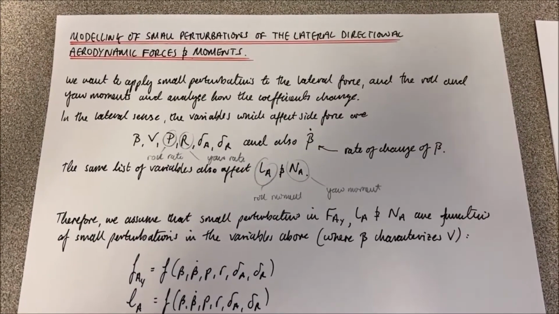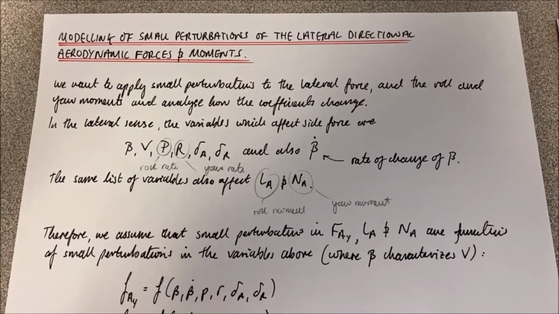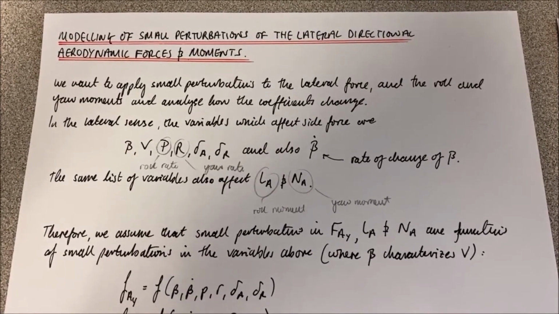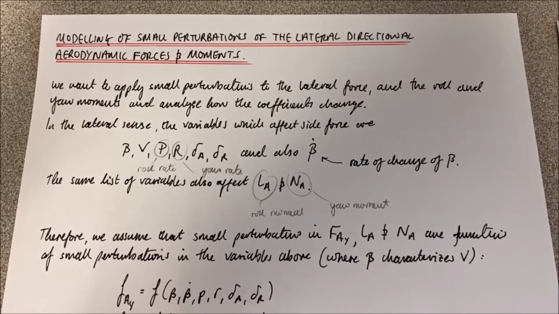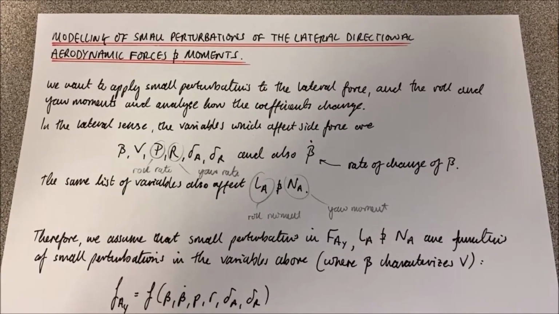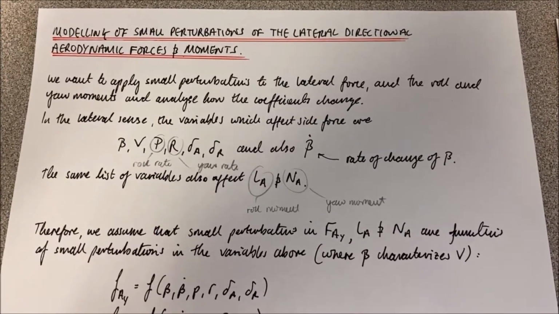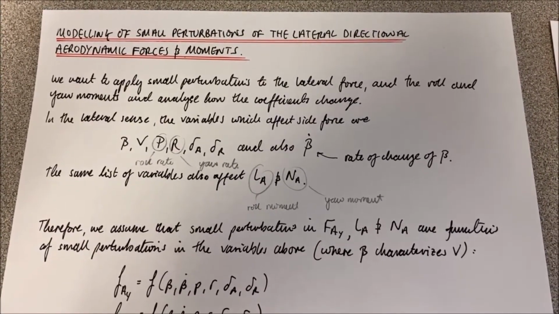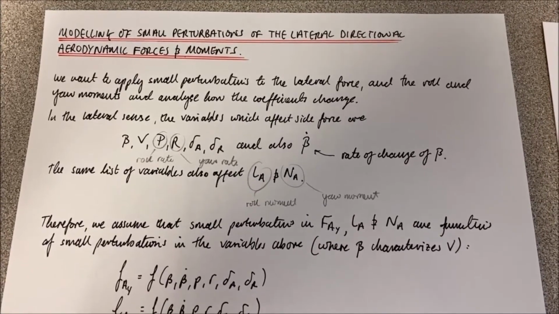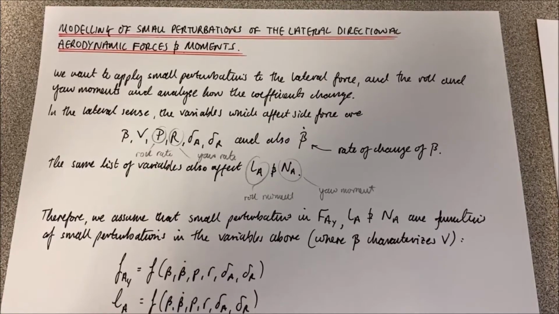Okay, so the final part of chapter 4 then is to look at what happens when we apply some small perturbations to the lateral directional forces and moments. So the first part of this follows pretty much exactly the same process as we saw in chapter 3, where we applied small perturbations to the lift and drag forces and the pitch moment.